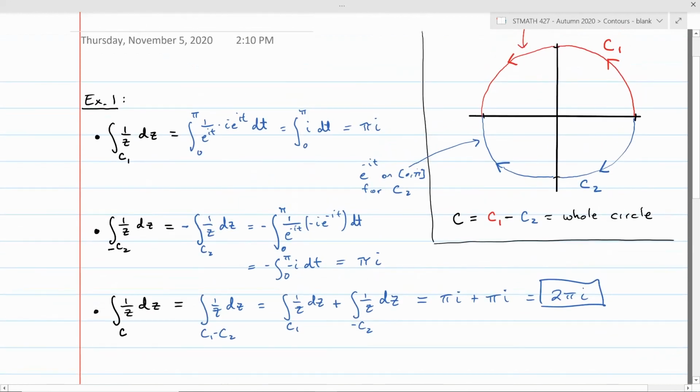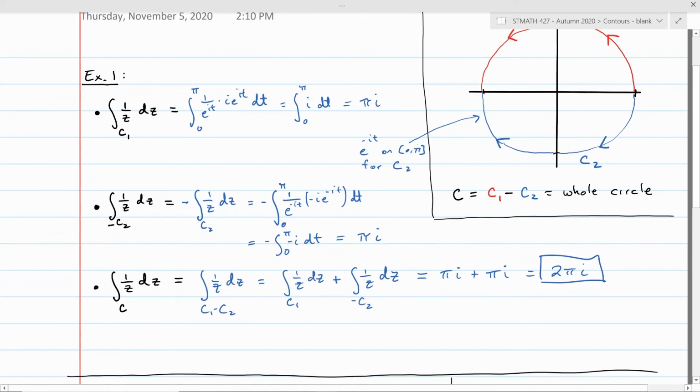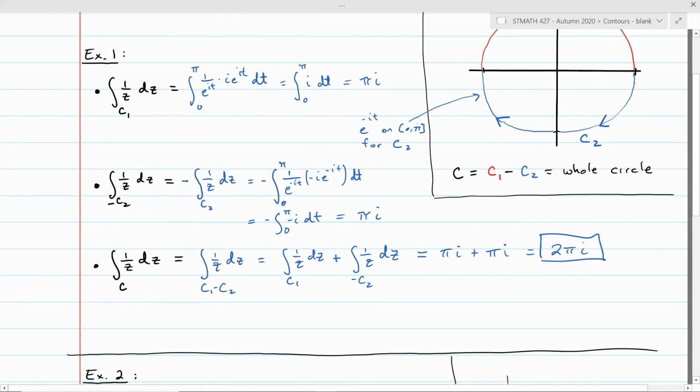Now we didn't really have to break up the integral along C of 1 over z dz into these pieces. This is just an example to show you how a curve can be broken into several pieces and you can stitch them together to get a bigger integral.